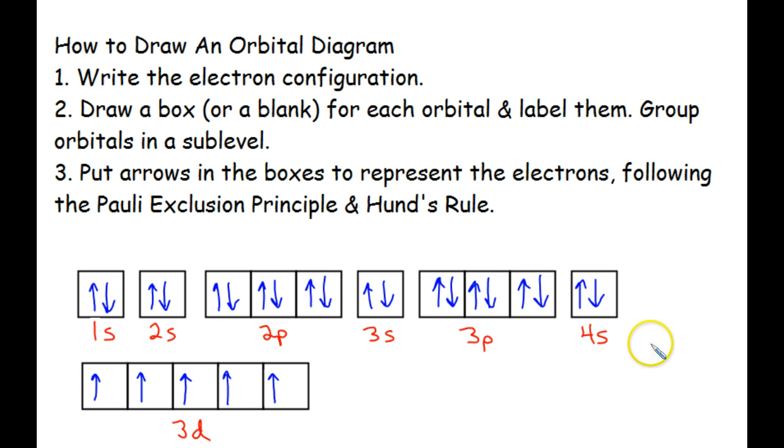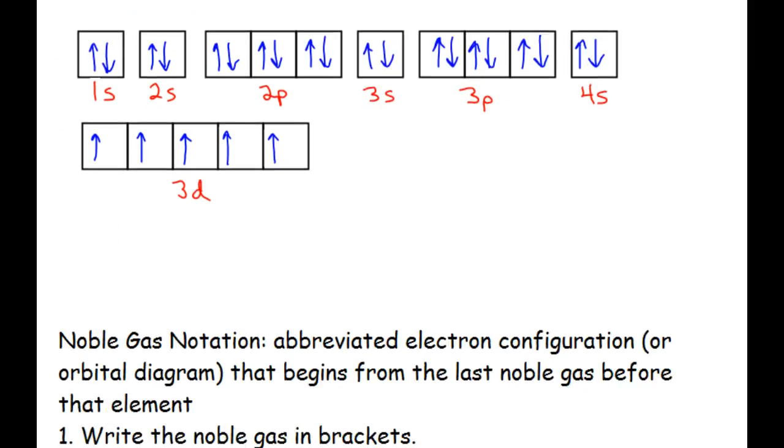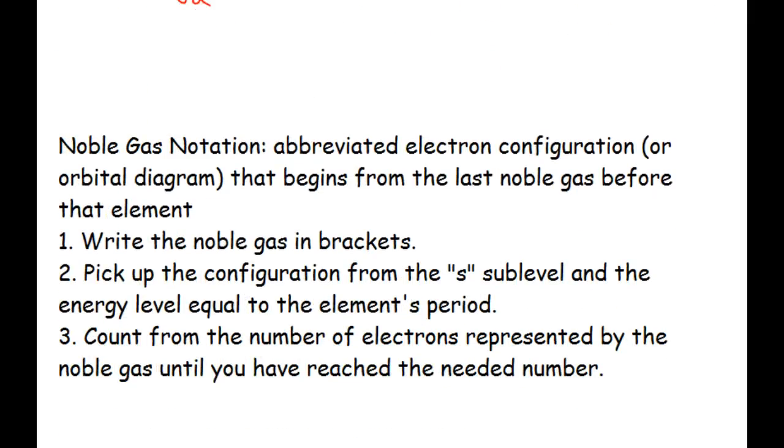It is that simple. Now, you may be wondering, what do I do when I start getting to something that has like 100 electrons? Well, there is actually an abbreviated way to do this. It's called noble gas notation. And what it does is abbreviate it by using your last noble gas from the periodic table that was before your element. Okay, and then you just pick up from there.